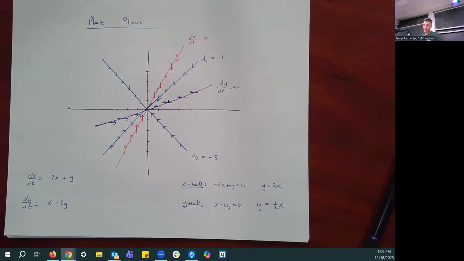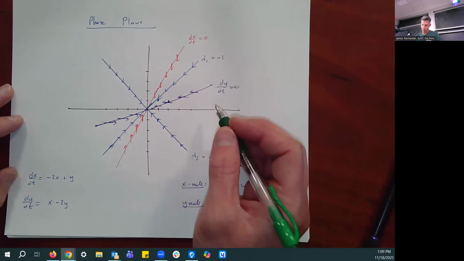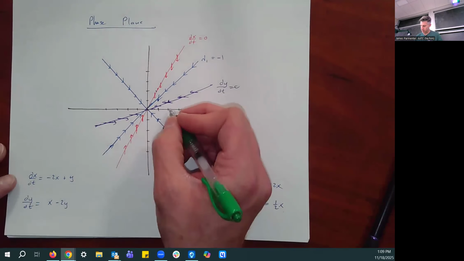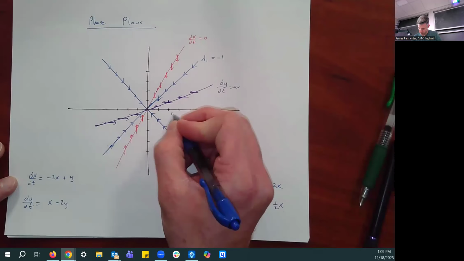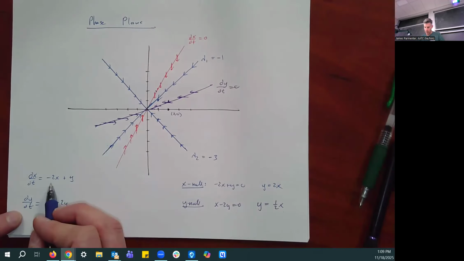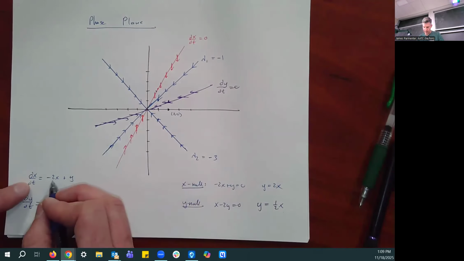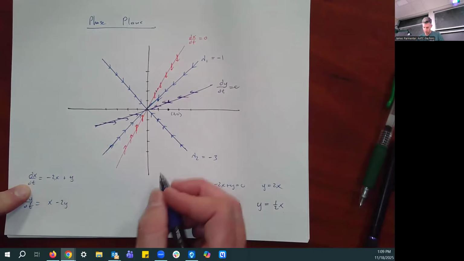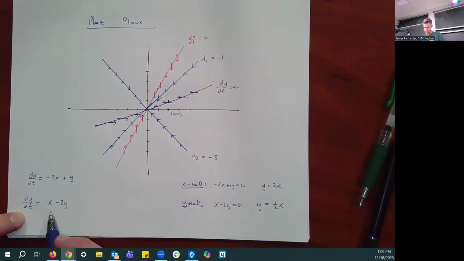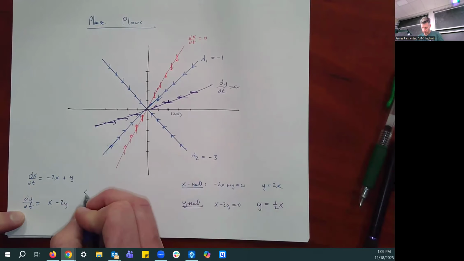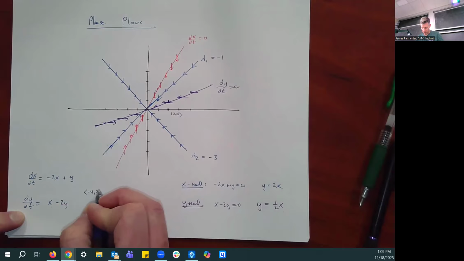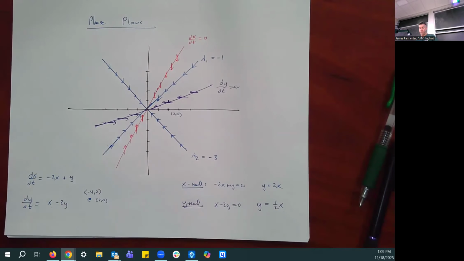Sure. So let's test a point over here on the x-axis. So let's test the point, say (2, 0). So at that point there, I can see that dx/dt is going to be -4 plus 0, and dy/dt is going to be 2 minus 0. So I'm getting, at that point, a direction vector of (-4, +2) at (2, 0), meaning we're going left and up.